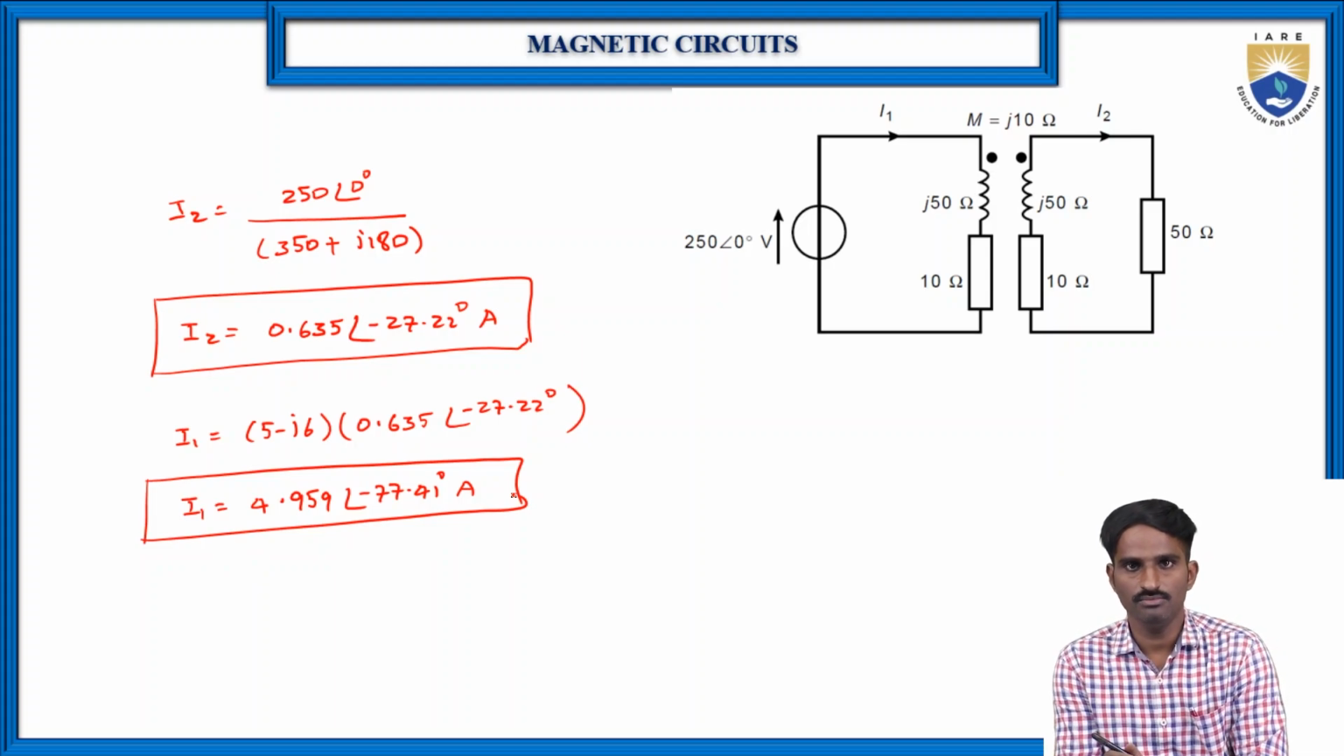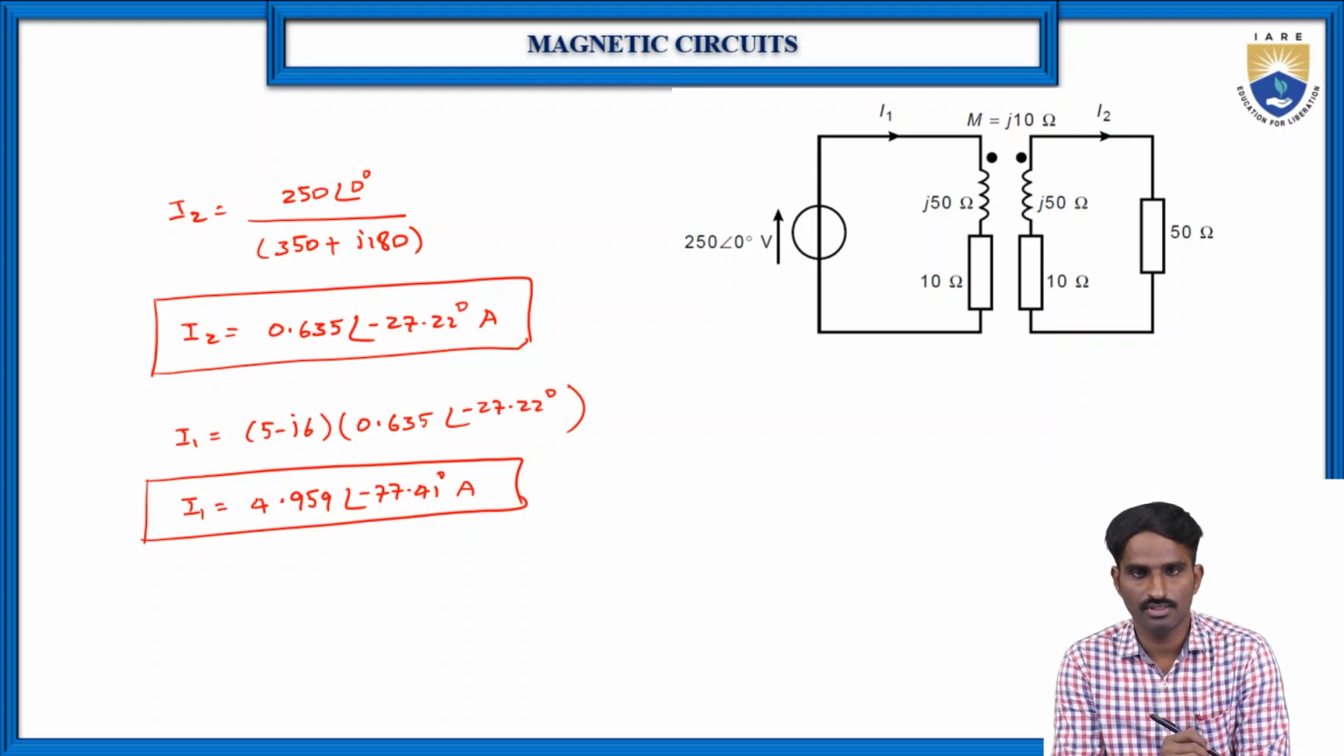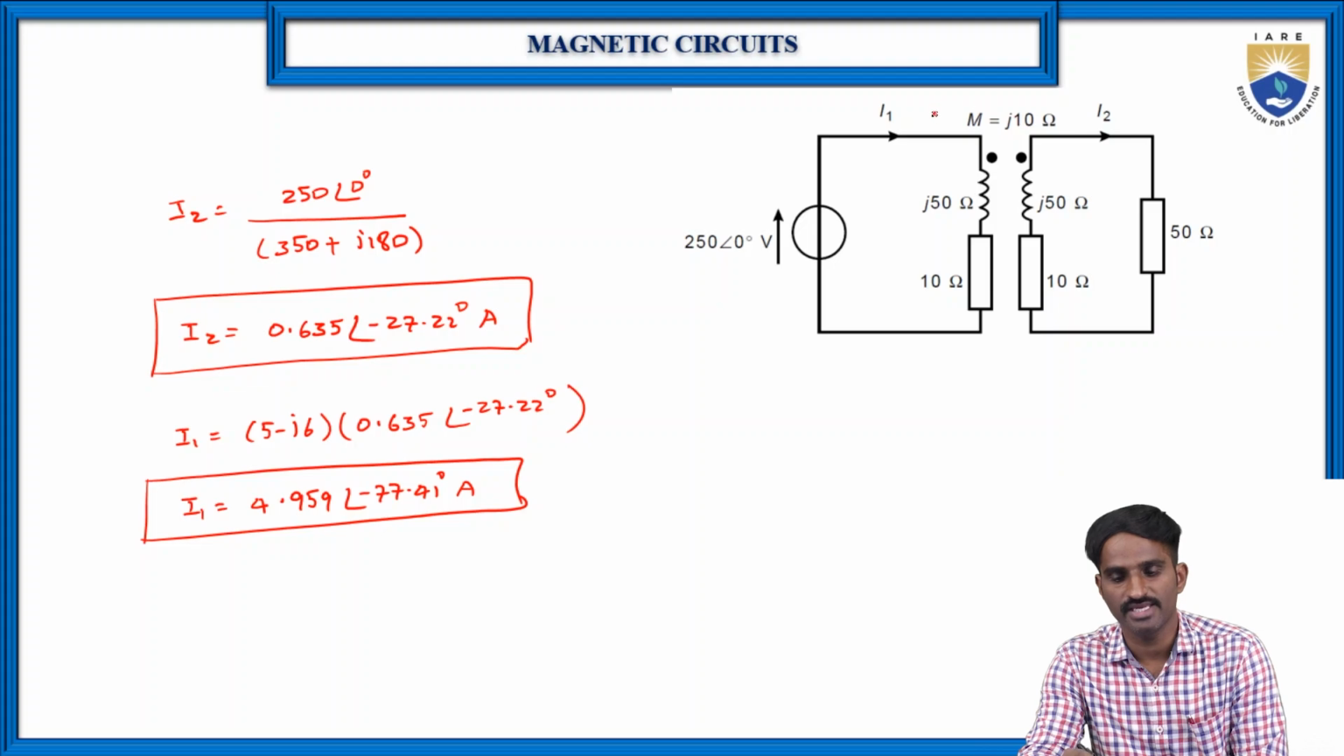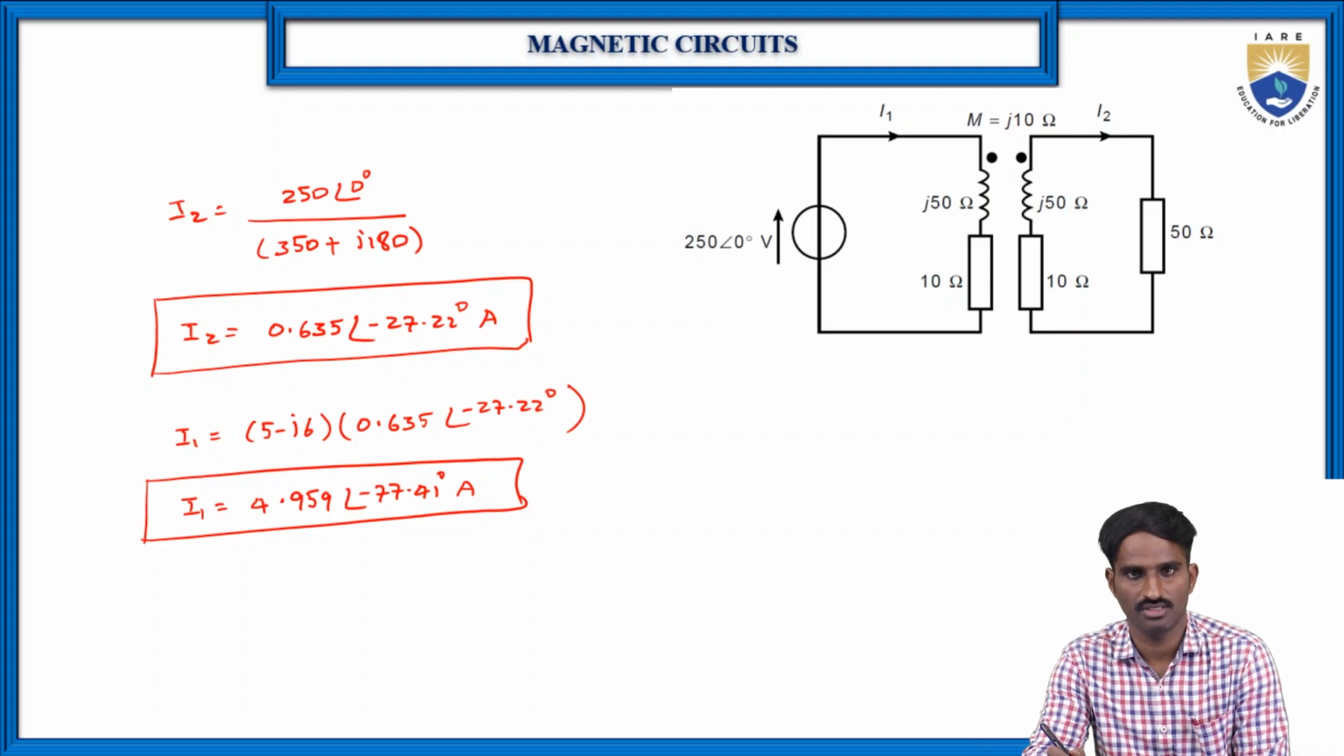So in the given problem, they ask us to find the current flowing through the primary winding and the current flowing through the secondary winding, which means I1 and I2. Now we have calculated the values of I1 and I2, so there is nothing new in concept here. The only thing is we need to identify the sign for the mutual inductance based on this dot convention principle.